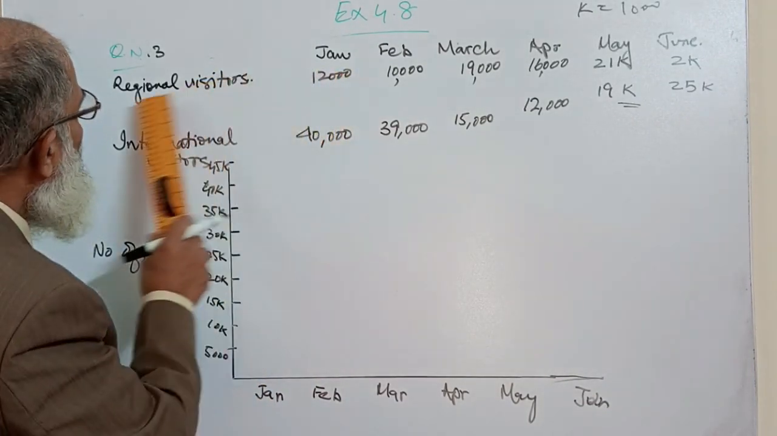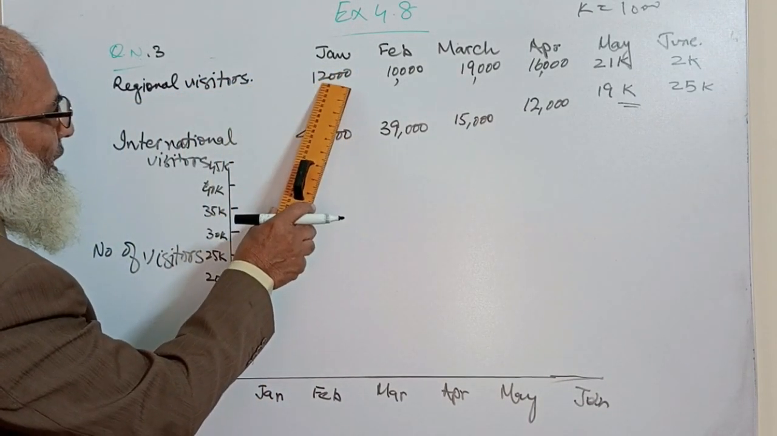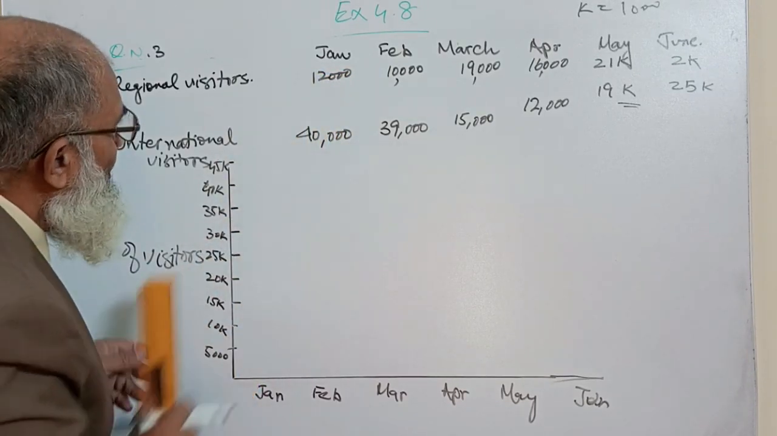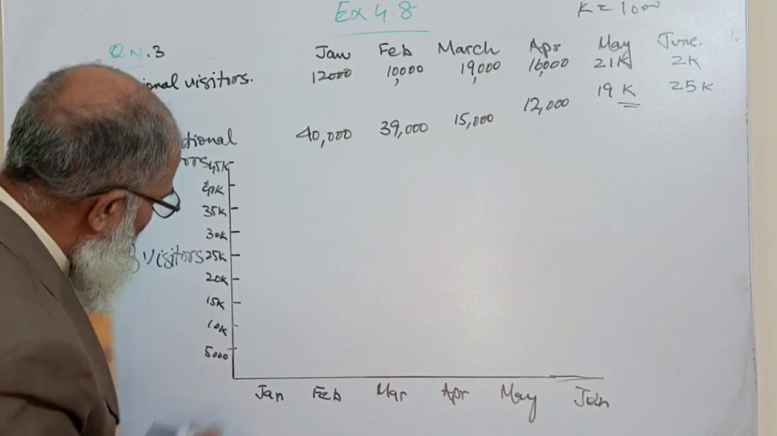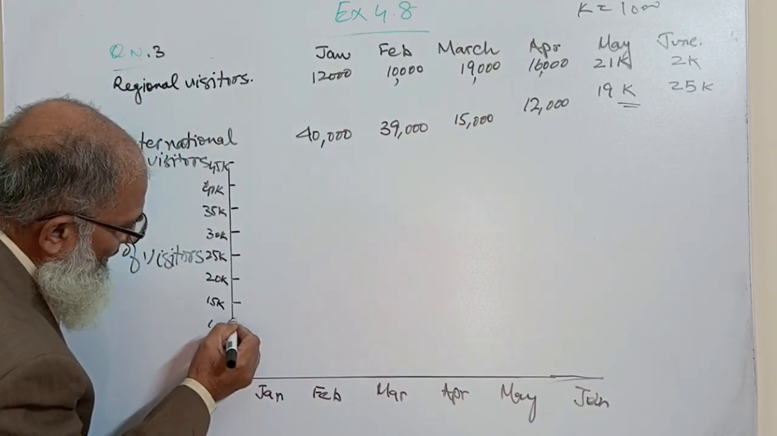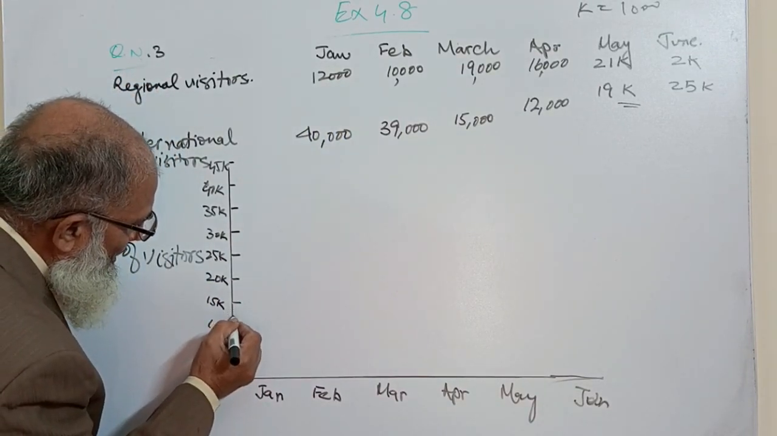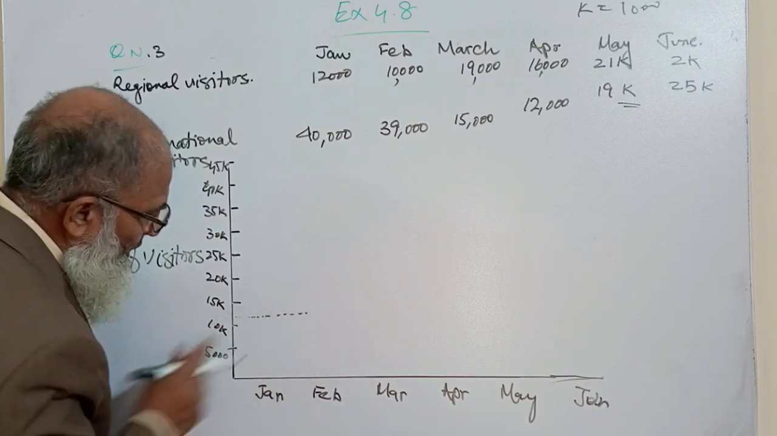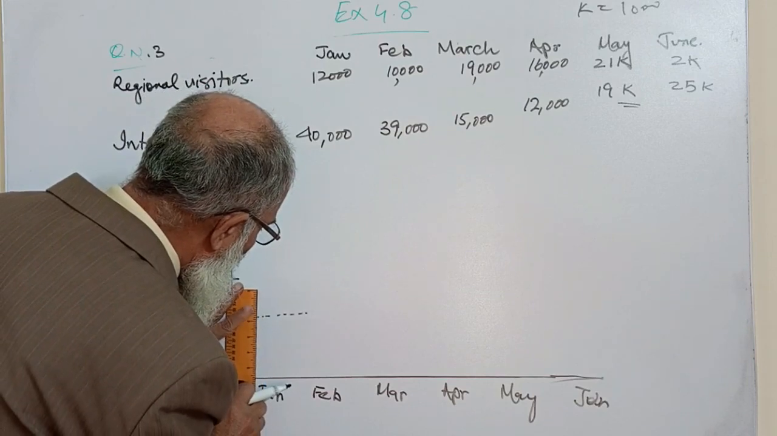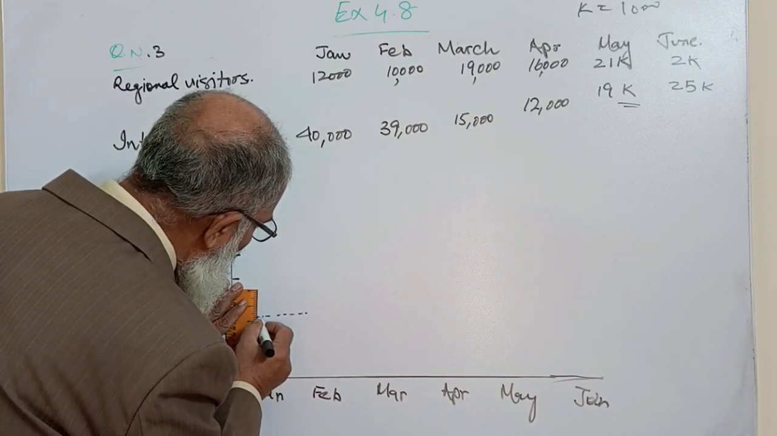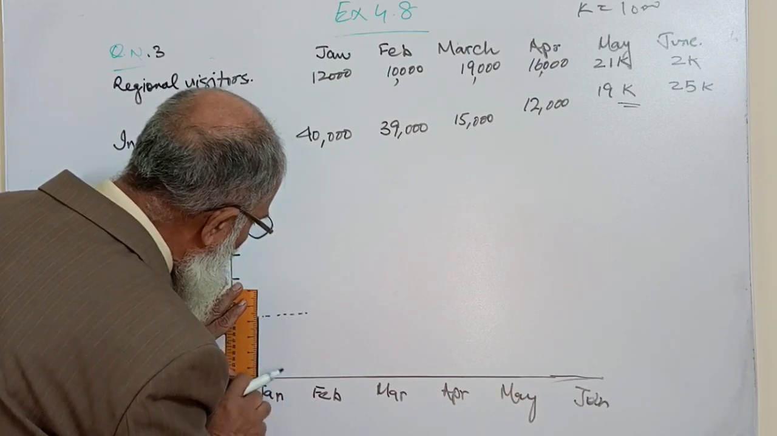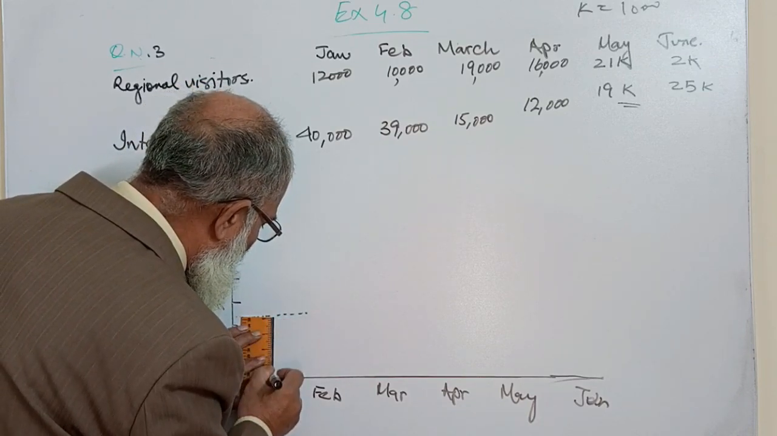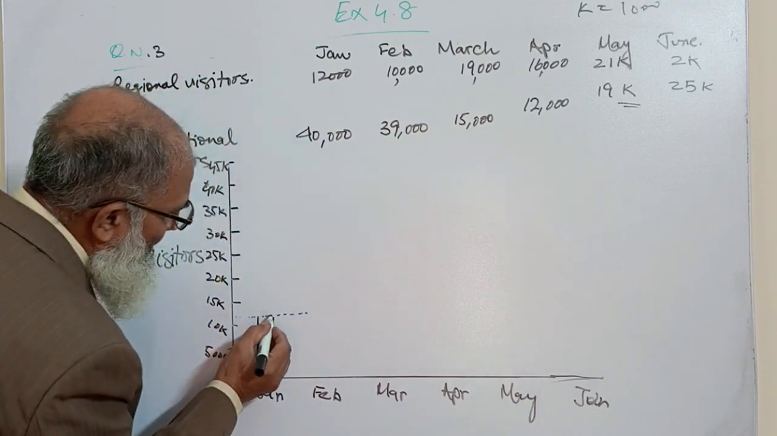see the first regional visitors. Now there are regional visitors coming first. So we will make regional visitors 12,000 over here. Now 12,000 will come somewhere here. Okay. In January, now we have to make two. I'll make a little smarter graph over here.